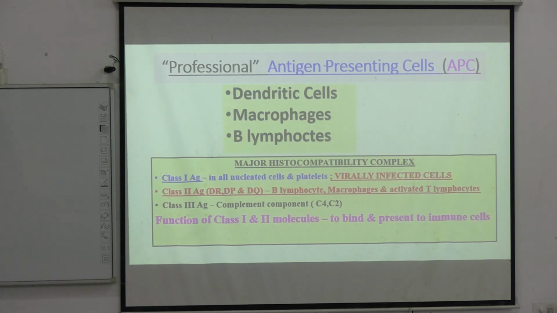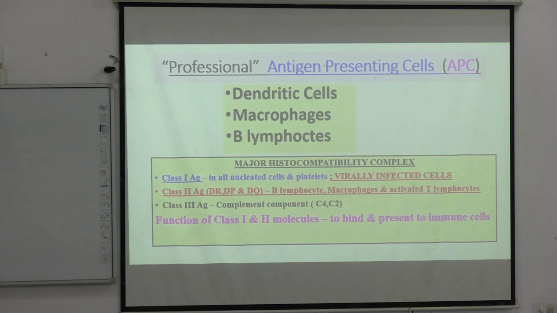Antigen cannot be presented directly to the immunocompetent cells. They require to be presented. These are called antigen presenting cells. And there are three types of cells. One is the dendritic cell, another is your macrophage. Macrophage is a phagocyte, you know, it kills the bacteria, and the B cells also.